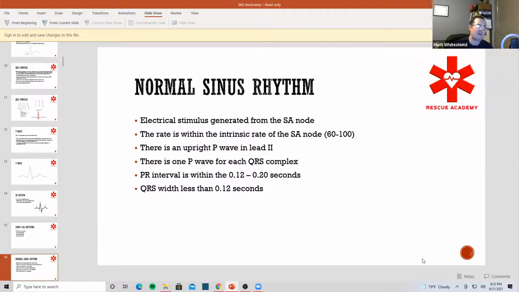There's an upright P wave. There's one P wave for each QRS complex. We know our PRI is considered normal. Our QRS is less than 0.12.